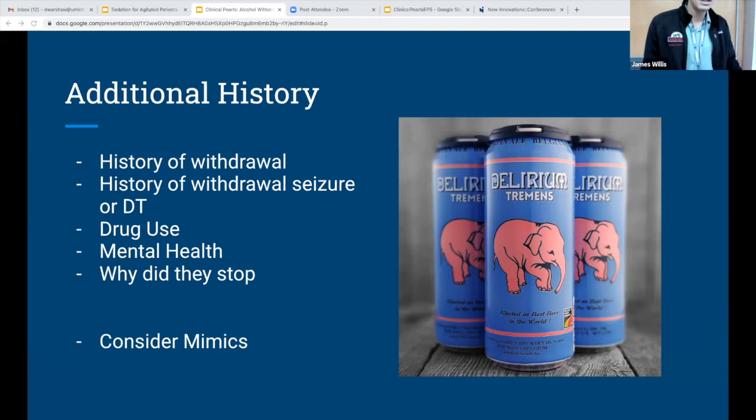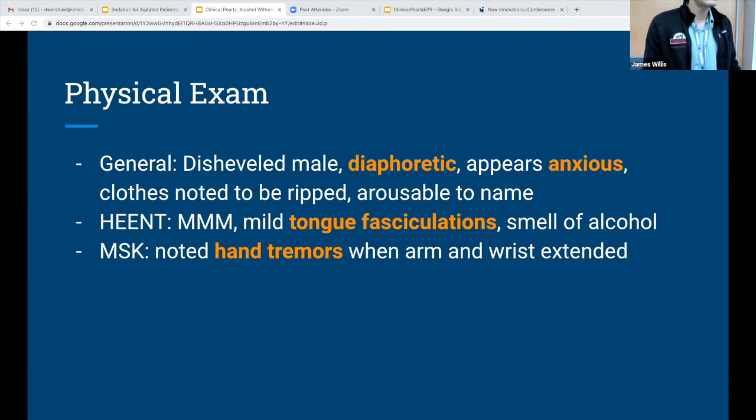And then always consider your common mimics of withdrawal. So these are going to be your toxic metabolic causes, other alcohols, opiates or sedatives, prescription or illicit drug use, neuro abnormalities, and infections, just as general categories. So we get to the physical exam. Patient's diaphoretic, appears anxious. On HENT, you see tongue fasciculations, and on MSK, hand tremors when arms and wrists are extended. Otherwise, neuro exam non-focal, able to gait, CV, respiratory, abdomen benign.